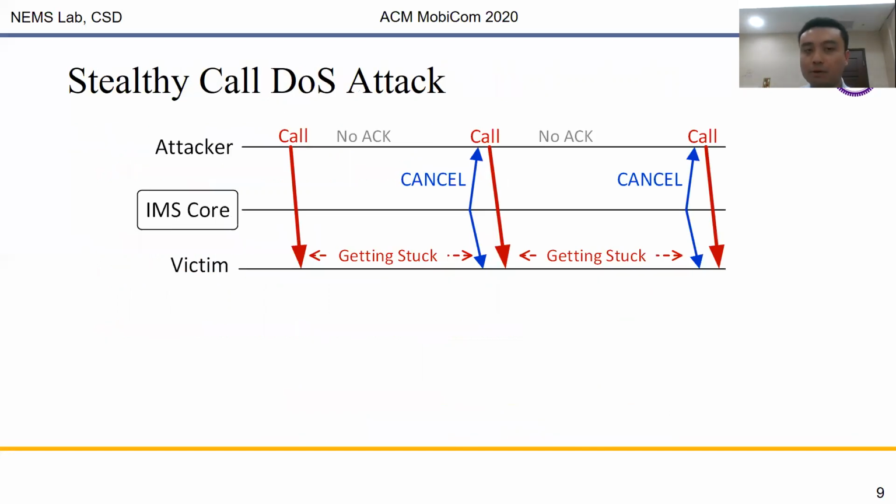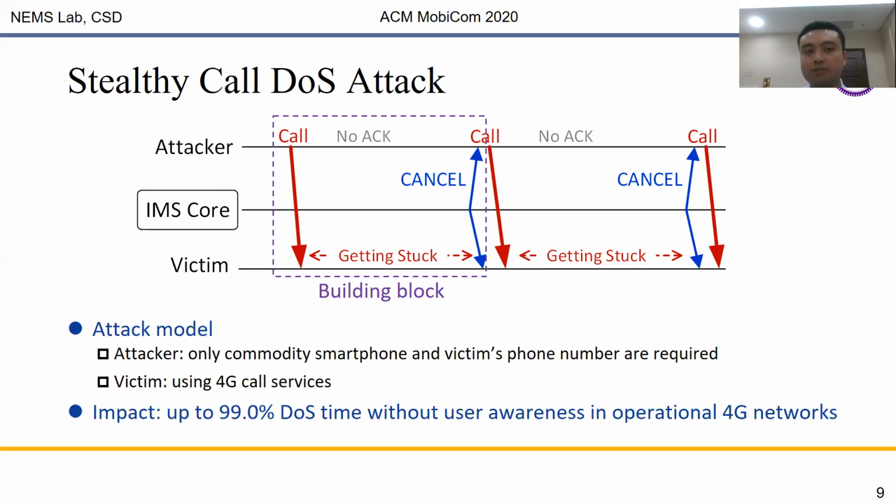By exploiting the vulnerability, we can develop a stealthy call DoS attack. The DoS attack caused by a call attempt can be considered as a building block. The attacker can keep generating call attempts to make victims suffer from long-term denial of service attack. In this attack model, the attacker just requires a commodity smartphone and the victim's phone number, but the victim has to be using 4G call services. For the impact on the victims, the attack can cause up to 99% DoS time without user awareness.